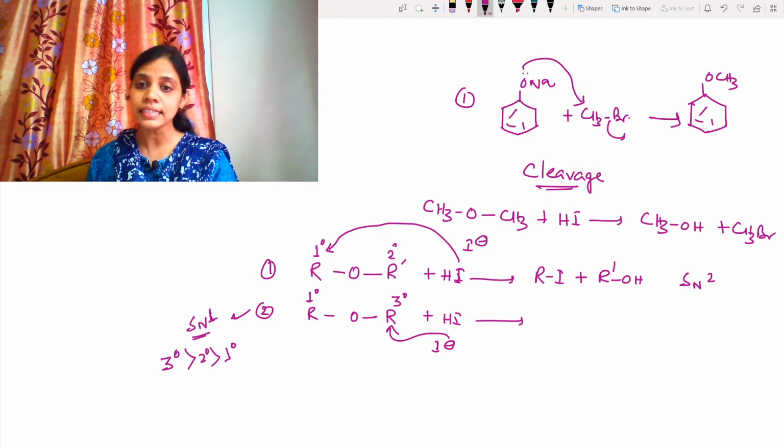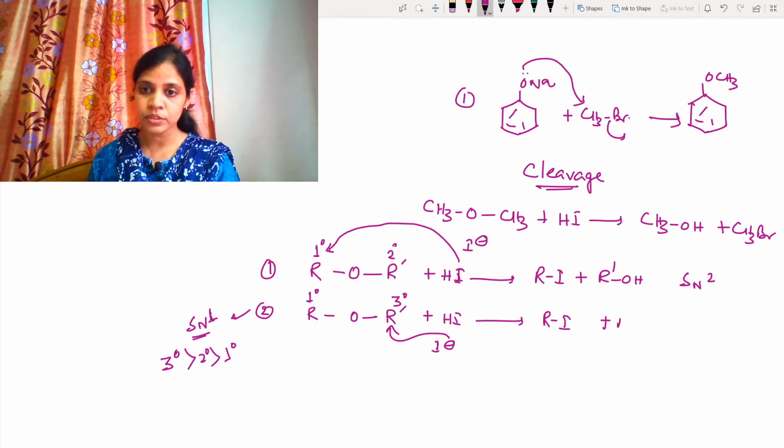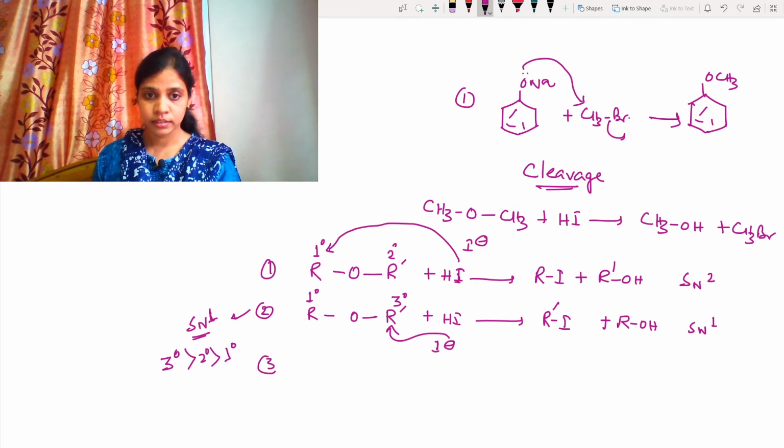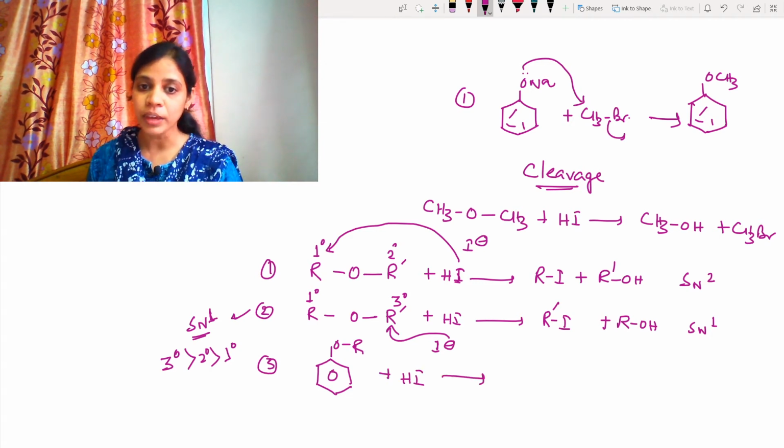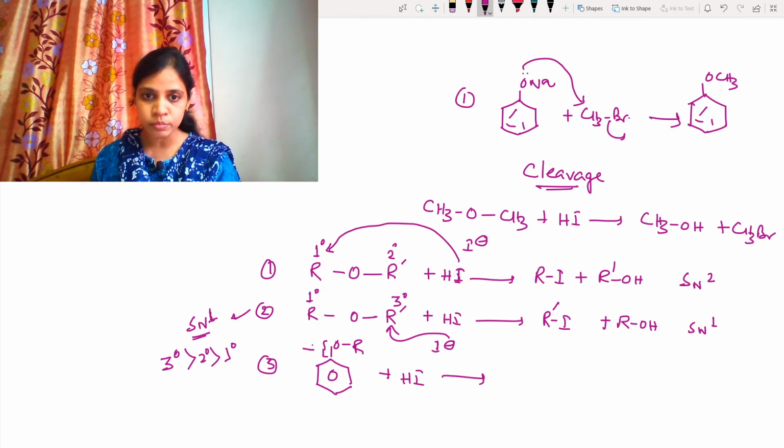So here I get a totally different product: I is attached to the tertiary group, which I mark as R'. So I write R'I and the other product is ROH, because the reaction follows the SN1 path. And third, if I take any aromatic ether and it reacts with HI, there will be breaking of the ether. But here, as this bond is more stable than the O-R bond.